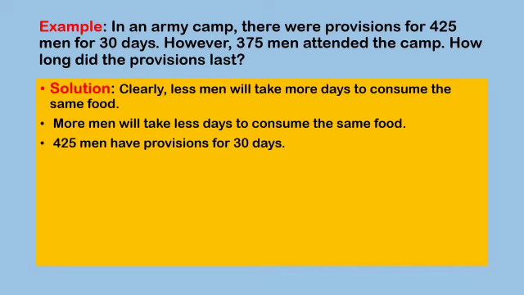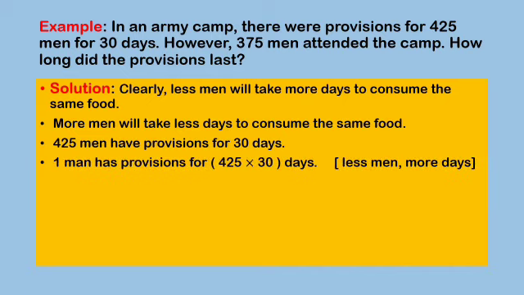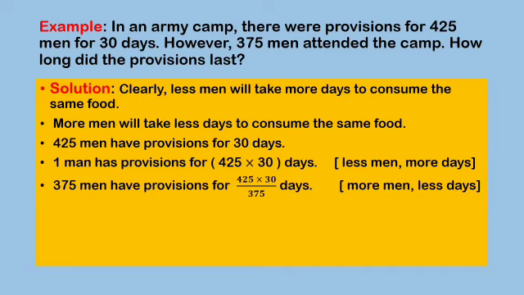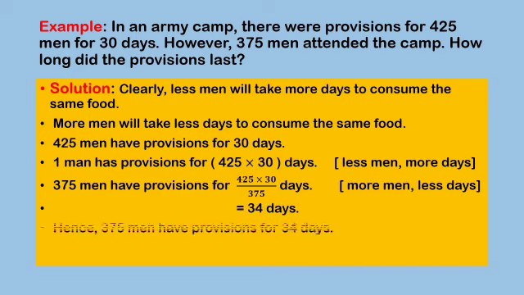So 425 men have provisions for 30 days, which is already given in the question. So one man has provisions for 425 multiplied by 30 days, means less men, more days. And 375 men have provisions for 425 multiplied by 30 divided by 375 days, more men, less days, which equals 34 days. So hence 375 men have provisions for 34 days.